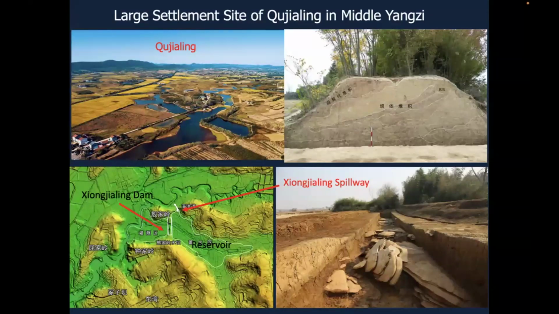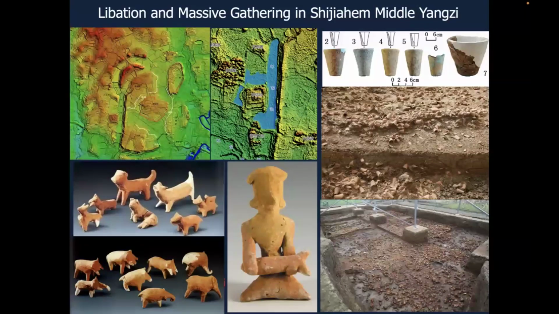And in the Middle Yangtze, similar development happens. Liu Jianguo has produced these maps about irrigation in Qujialing and Shijiahe. Again, we have these wonderful remote sensing data, and based on traditional methodology, we could figure out the labor investment, and then we need some modeling to see how this hydraulic engineering would contribute to the centralization of the society.